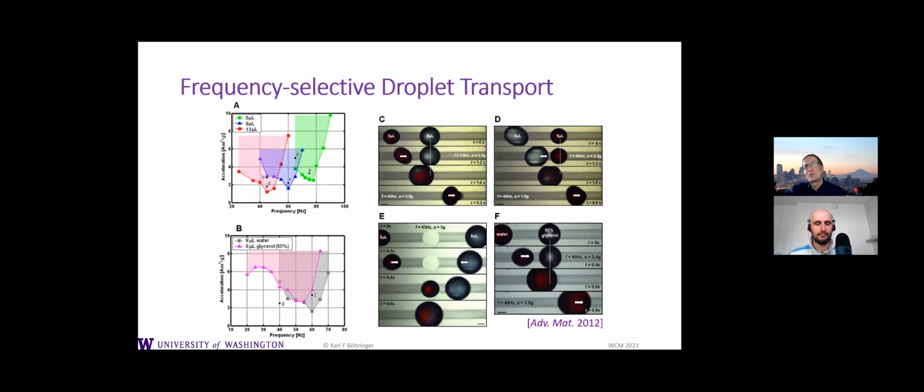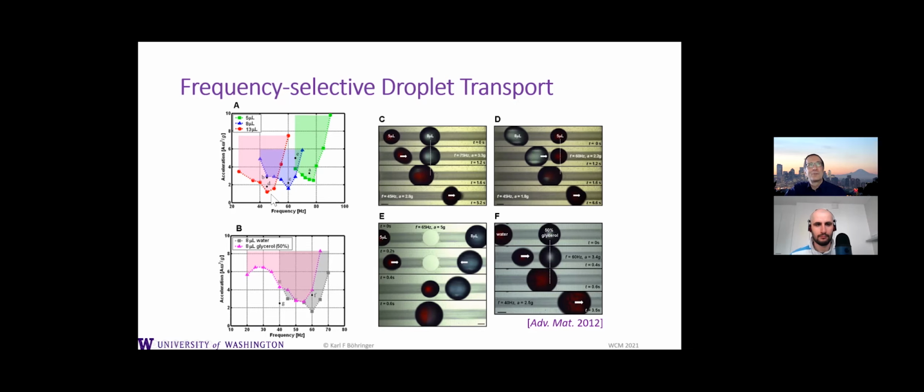You can also demonstrate that the drops are responding to different frequencies depending on their size. Again, it's a mass spring damper system with larger mass responding to lower frequencies. So you can actually address drops based on their volume.